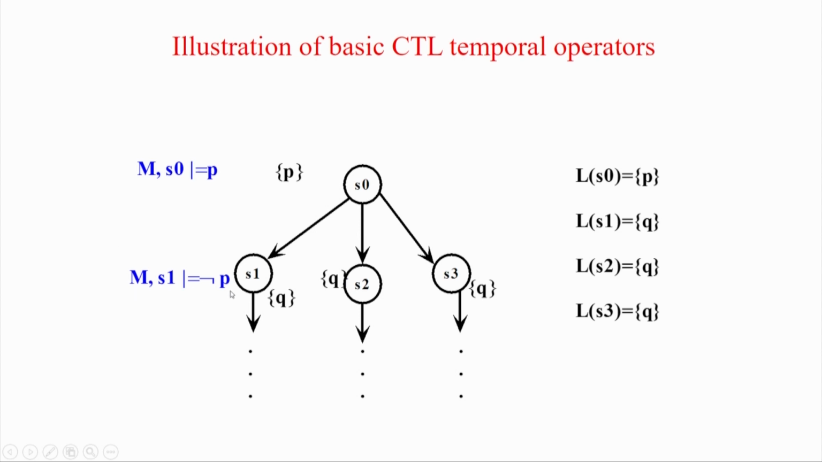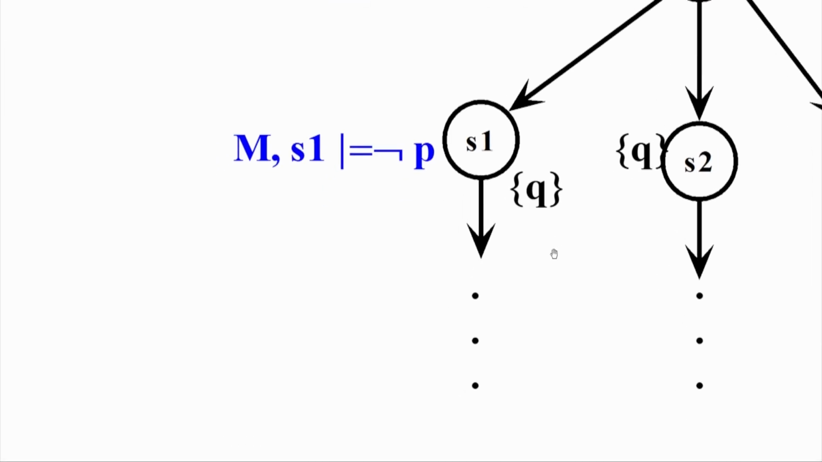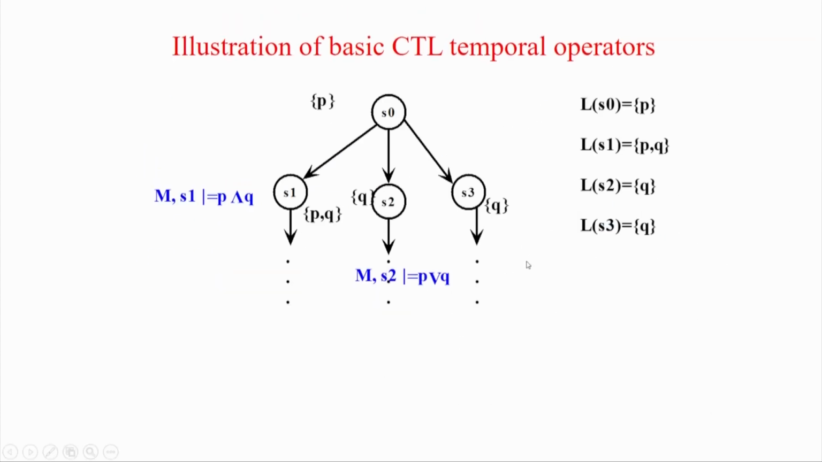M, S1 satisfies not P. This one is S1, not P is true, because P is true over here and here only Q is true. So we can write at M, S1 that not P is true. So this is valid in state S1, because we are not having a P over here. Had P been there, we would have also written P in this state. So that is how we do it. It's very simple.